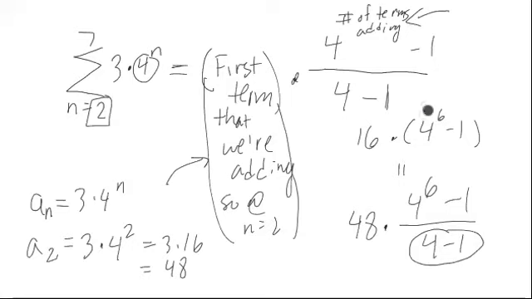So 4,096 minus 1, and then multiply that by 16. And we end up getting 65,520. It's fairly large. But what we did is we added up the terms of this geometric sequence, starting at the term 2, going to the term 7, using this idea, and we got that result.